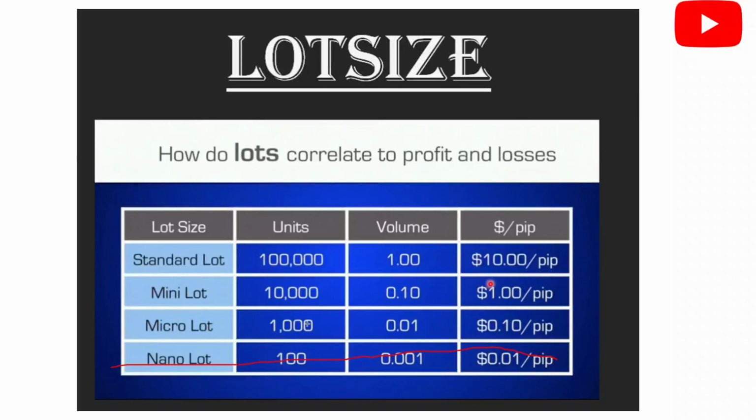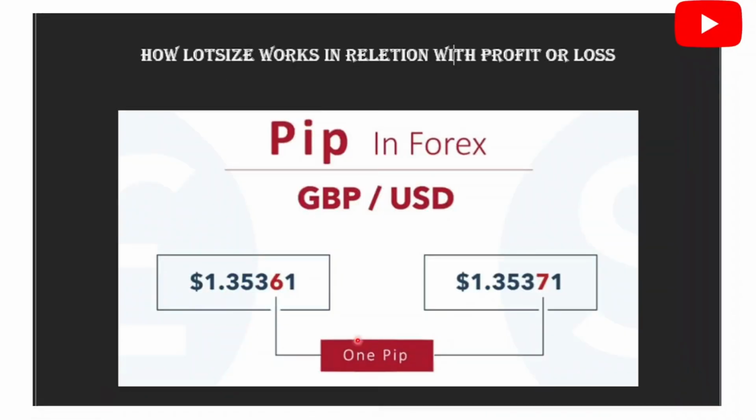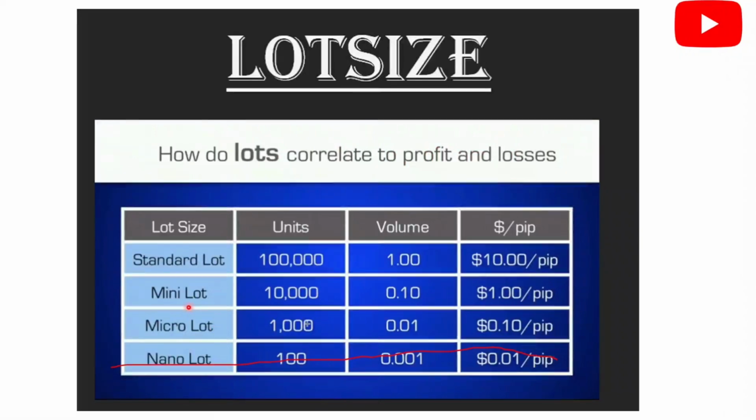Okay, for mini lot, we have 0.10 or 0.1. So if in this market, let me say you buy GBP and it makes a 1 pip movement, for a mini lot you'll be making $1. If that market moves 1 pip in your direction or against your direction, you'll either be making $1 or losing $1. If you go 2 pips in your direction, you'll be making $2. That's for mini lot.